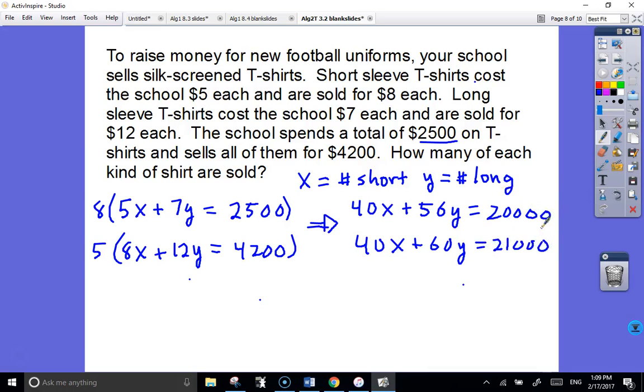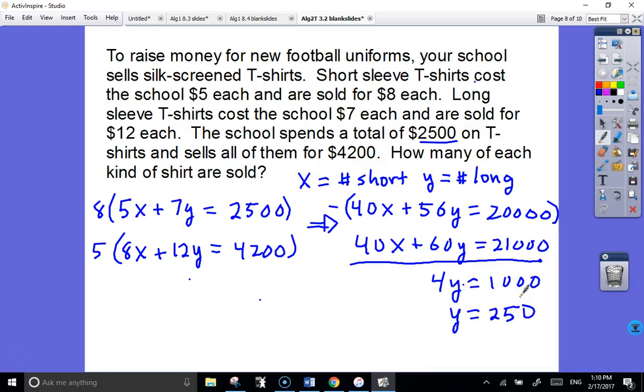So now we've got the same coefficients for x. We should subtract. In fact, I'm going to do like I said before. I'm going to subtract the second line minus the first, just to keep things positive. All right, 60y minus 56y is 4y. 21,000 minus 20,000, 1,000. So y equals 250.